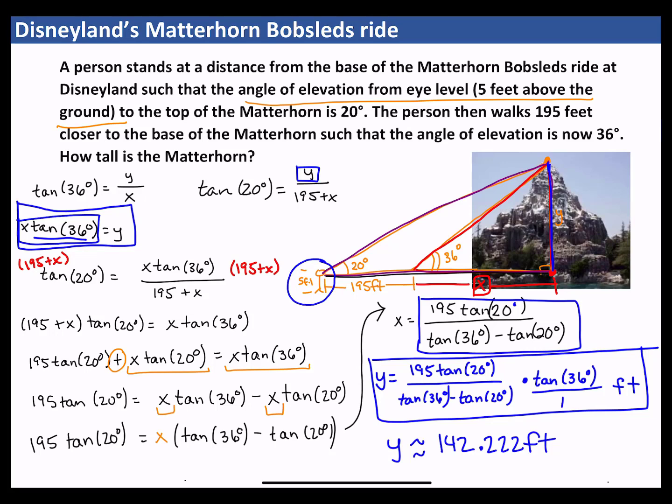So really, how tall is the Matterhorn? We would have to take that 5 feet and add it to our 142. So our final answer would be about 147 feet. That would be an estimate. Our exact answer would have been this expression here, and then we would need to add 5 feet to it to get the total height of the Matterhorn.